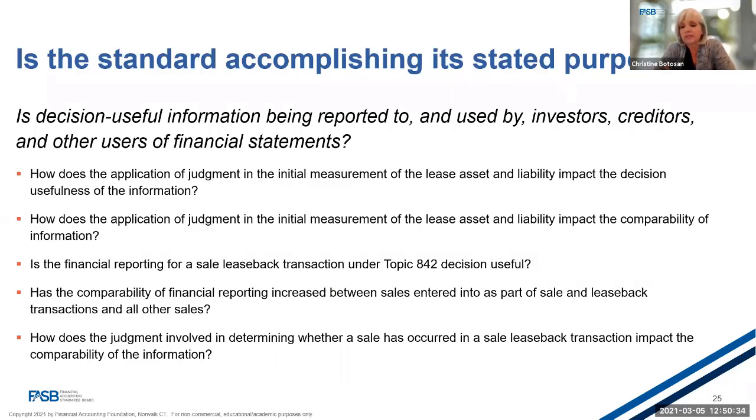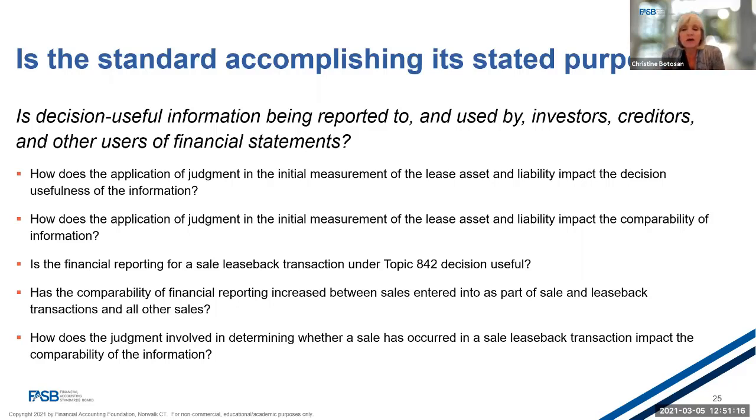One of the questions that we would be interested in is how the application of judgment in determining the discount rate and lease term impact the decision usefulness of the initial measurement of lease assets and lease liabilities, and how the application of that judgment impacts the comparability of those measurements. We've heard quite a bit from users in outreach about comparability and the importance of comparability, but there is also sometimes confusion between comparability and uniformity. So any research that can shed light on those issues would be helpful to us.